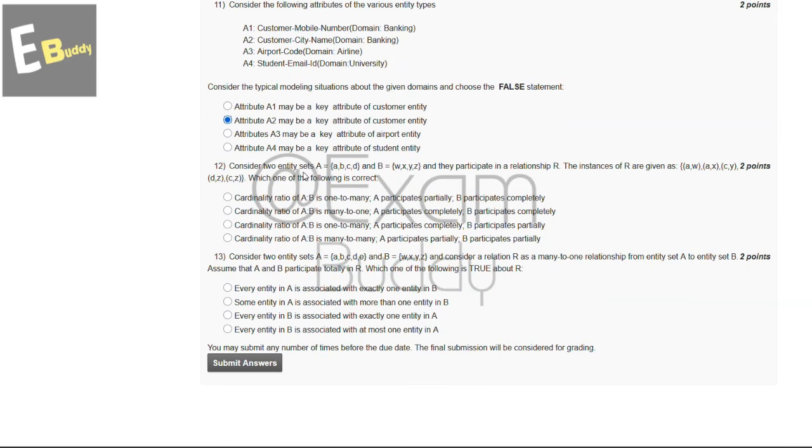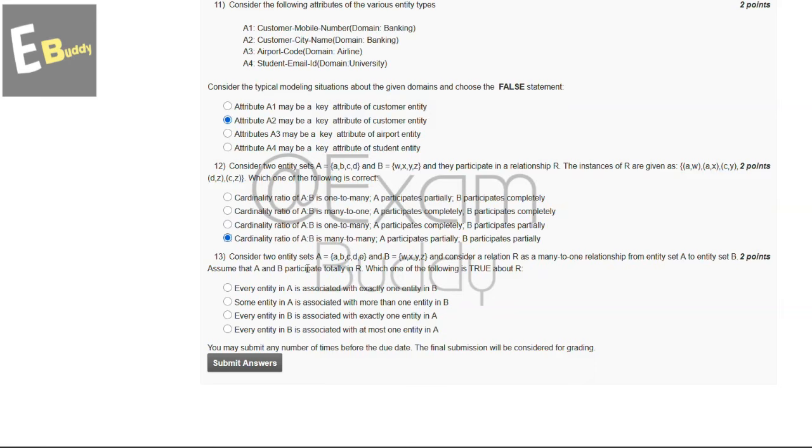Consider two entity sets A equal to {a, b, c, d} and B equal to {w, x, y, z} and they participate in a relationship R. The instances of R are given as shown. Which one of the following is correct? So these are the options and the answer of our 12th question is D. And now let's go to our question number 13.